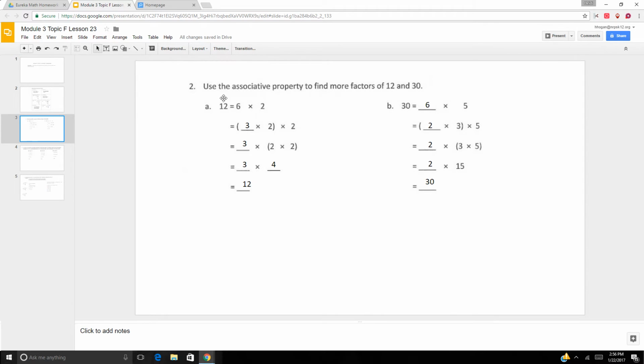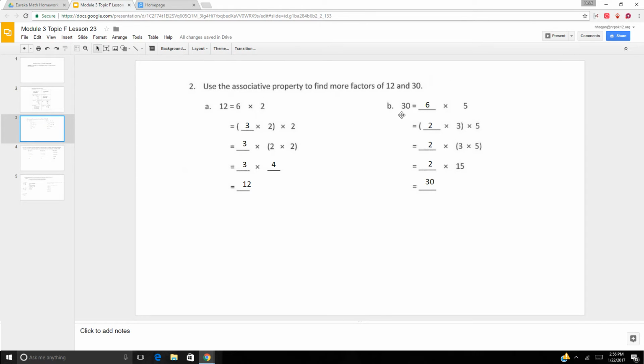Okay, so we're going to use the associative property to find more factors of 12 and 30. So 12 is 6 times 2. Well, 6 can be broken down to 3 times 2. So 3 times 2 times 2. Or we can move the parentheses. 3 times 2 times 2. And 2 times 2 is 4. So 3 times 4 is 12. So see how we can get more factors besides 6 and 2? 3, 2, 2, 3 and 4.